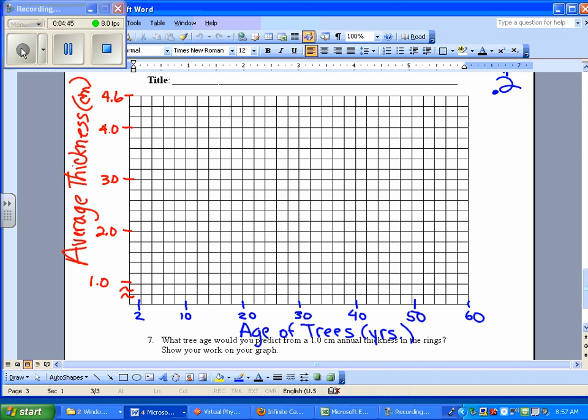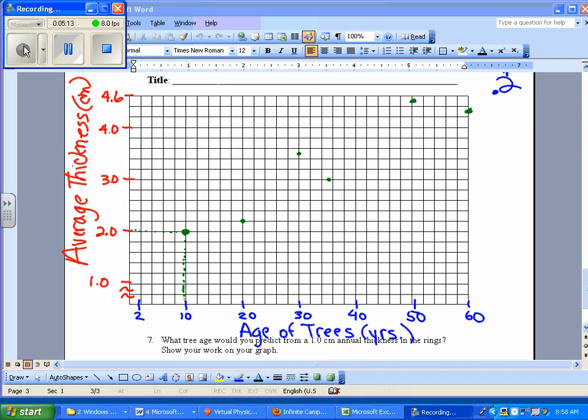I apologize for that. Now the next thing I want to do is plot the points. You're just going to take your data table and look at the first line. The age of the tree in years is 10, so I'm going to take 10 and follow it up. Then my average thickness is 2, so I'm going to put a mark where those two intersect, which is right there. Then just do that for the rest of the points.